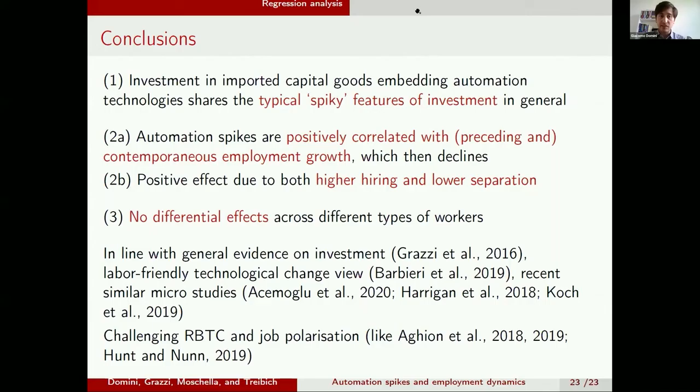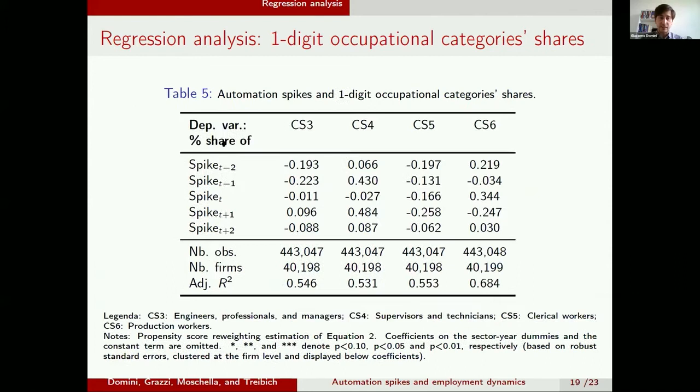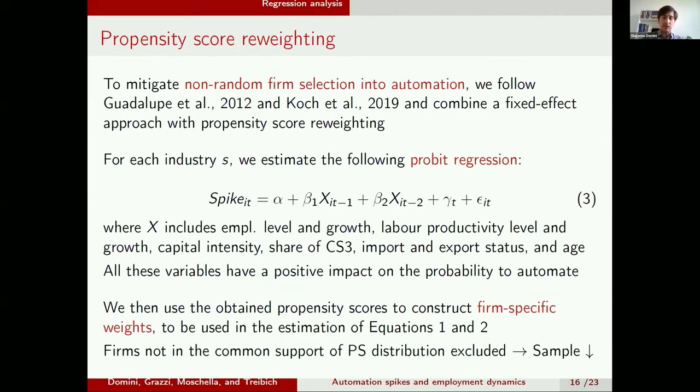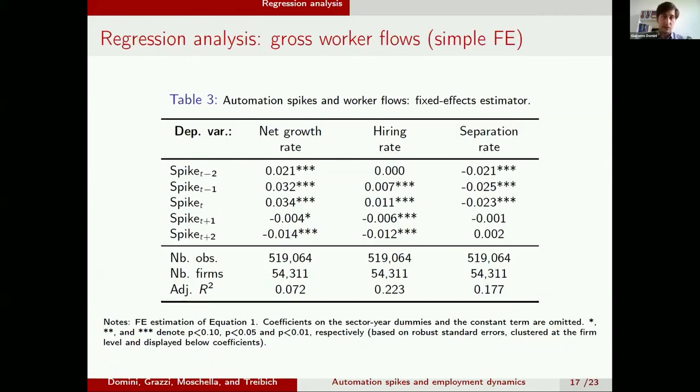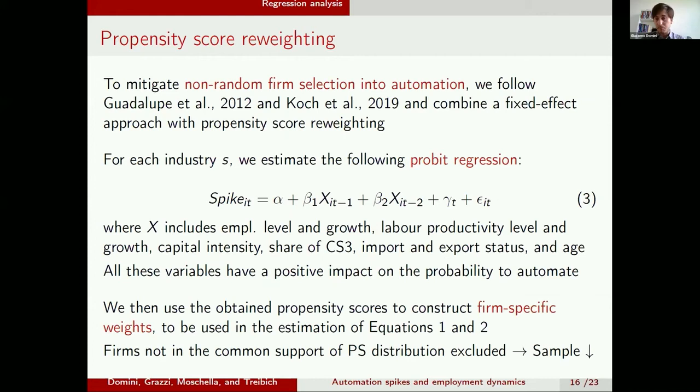Well, firm age is... Let me actually share again my screen. It's not included as a control in the simple firm level fixed effects estimation, but it is one of the variables on which our weights are based. So when we include weights in our regressions, we implicitly also control for age, among other things.